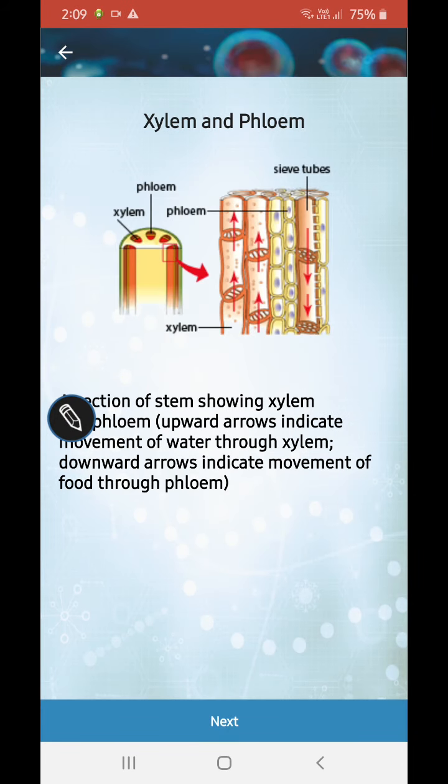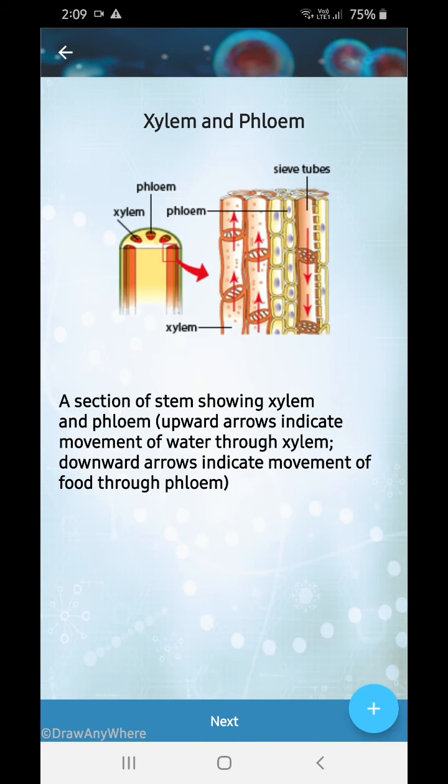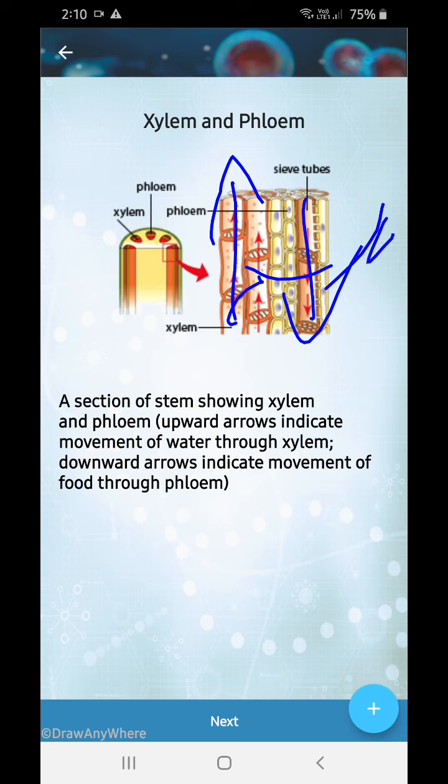Next, the section of a stem showing xylem and phloem. Upward arrow indicating movement of water through xylem, downward arrow indicating movement of food through the phloem. But do not think that only food moves downwards. Food can move in all directions. Okay? Next, you just see water is also moving and food is simultaneously moving. Food can move here and there. But it will not flow to xylem. It will flow only to xylem parenchyma as it is living. All other xylem cells are dead. Okay.